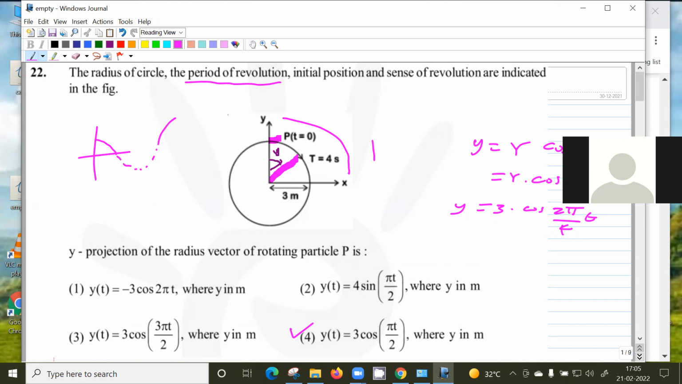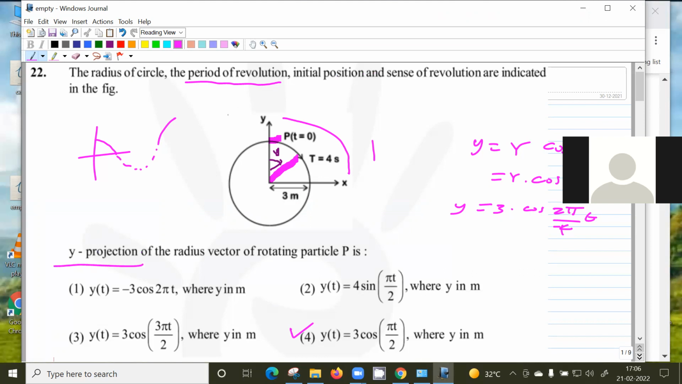For that expression, can you please write that? We have found y of t, no, sir. Yeah, but the assumption is made here: theta equals omega t means it's uniform circular motion. Can you please write in terms of x, sir? X of t equal to that expression. He's asking for the y projection. Why do you want x?